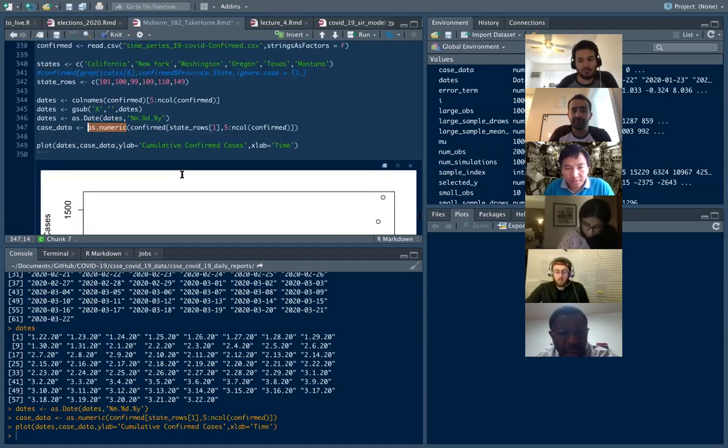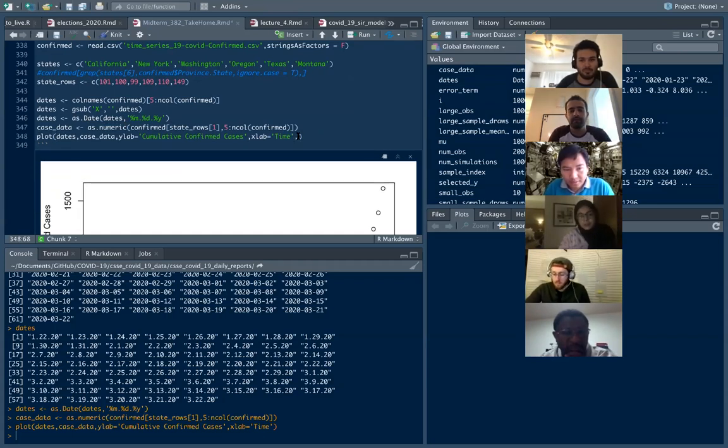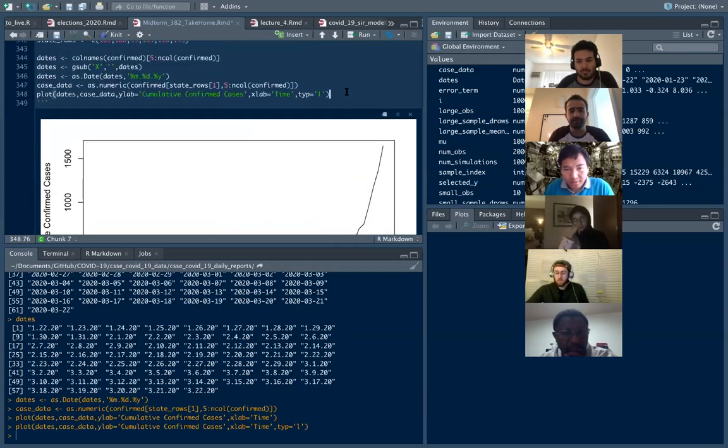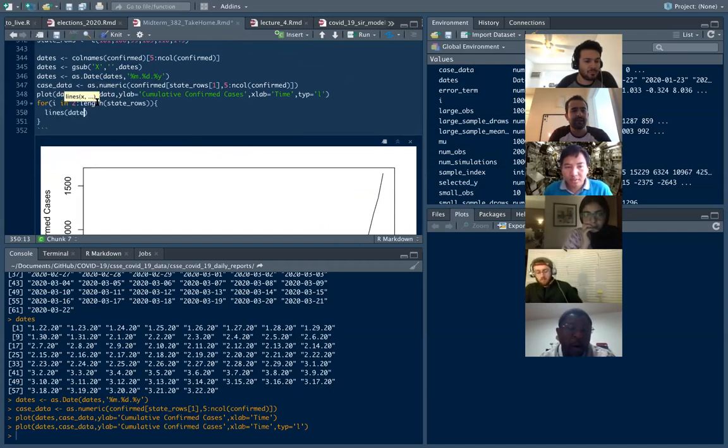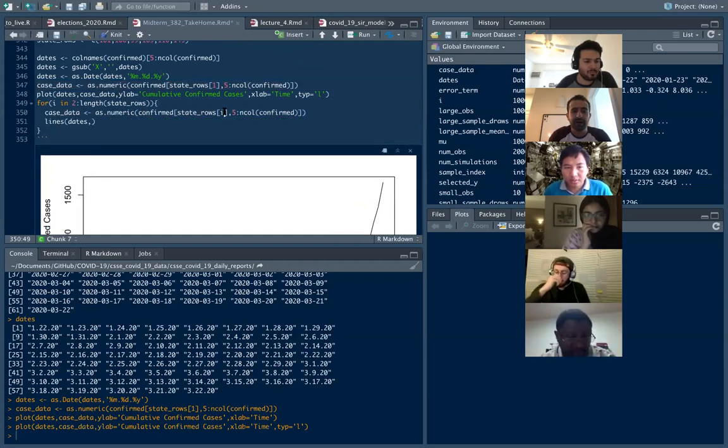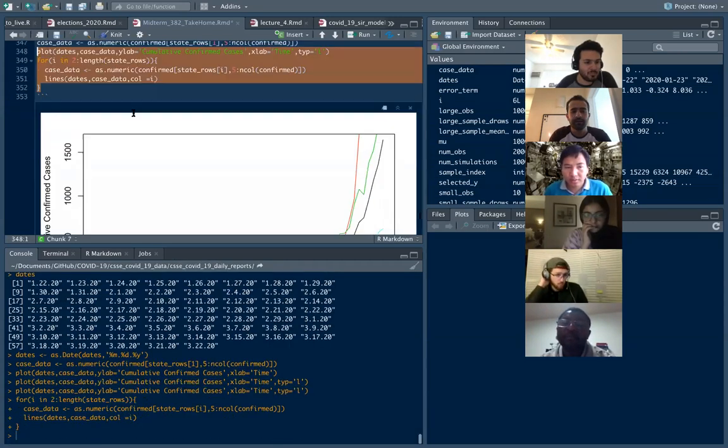Okay, so this is just the data for California, right? And we can make this a line by specifying the type as a line. That's the data for California. Really, though, we have a bunch more rows, a bunch more states. We can add on those lines using a for loop, for i in 2 to nrow, or 2 to length of states, or state rows, lines, dates. We'll grab the ith case data and we'll plot that out, and we'll give it a color equal to i. All right, so then there's every state's data.